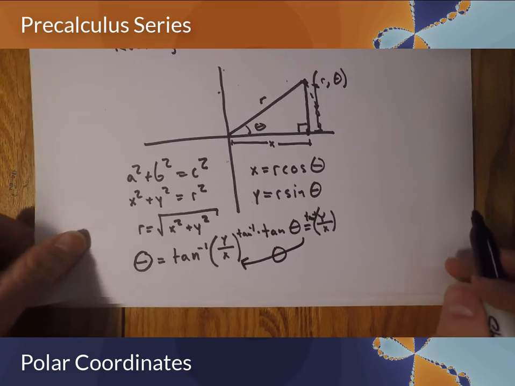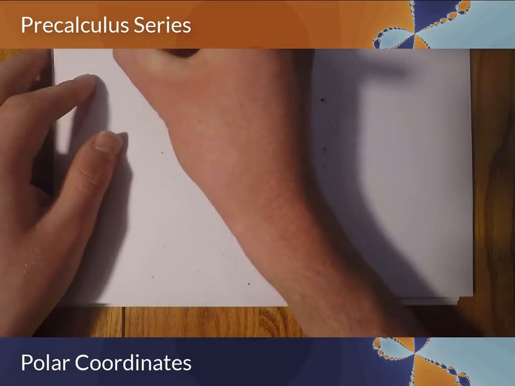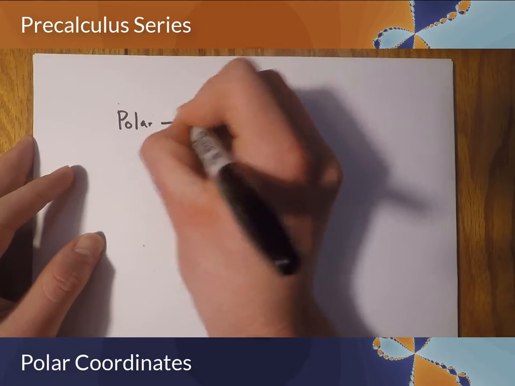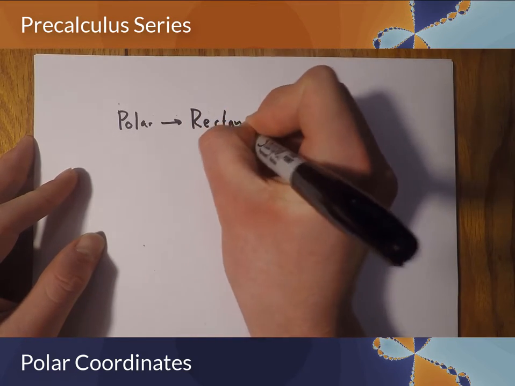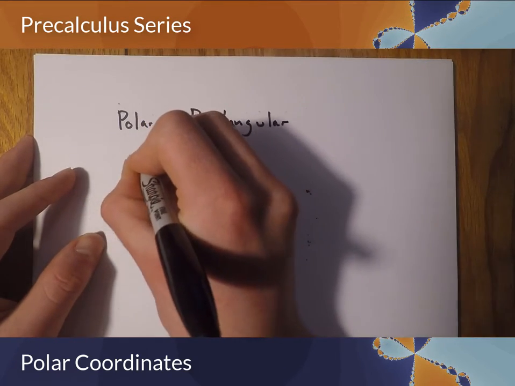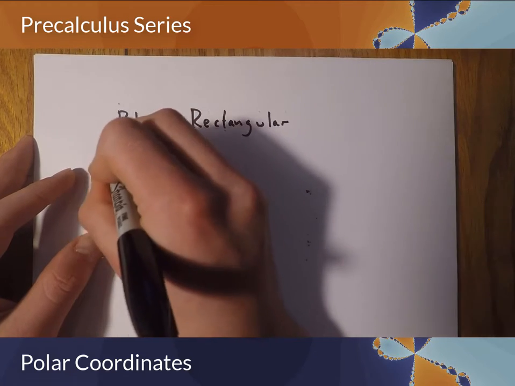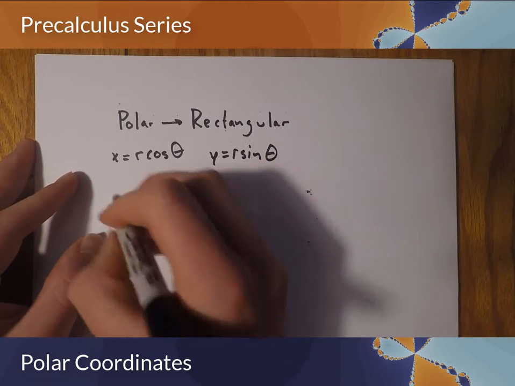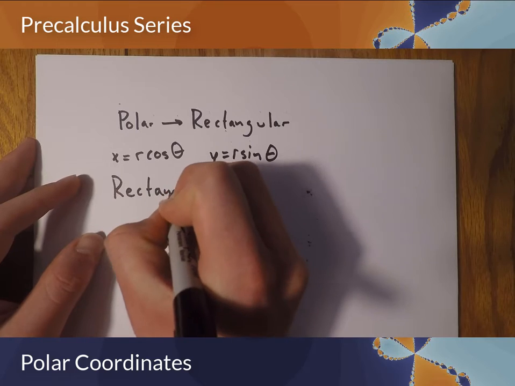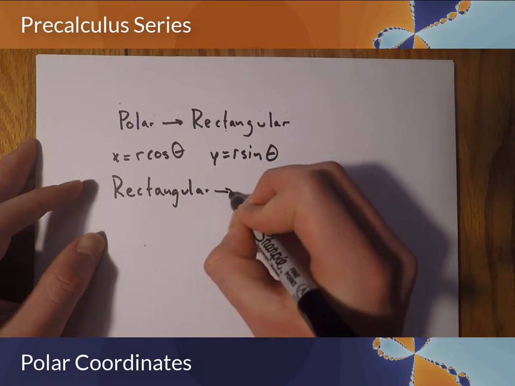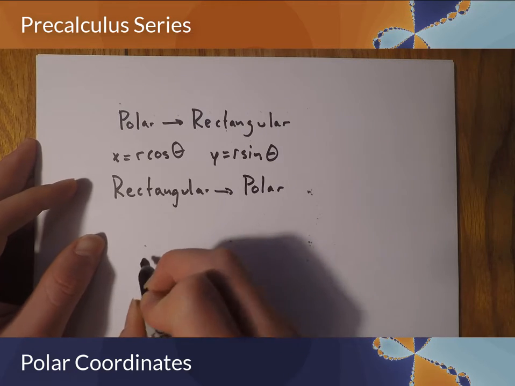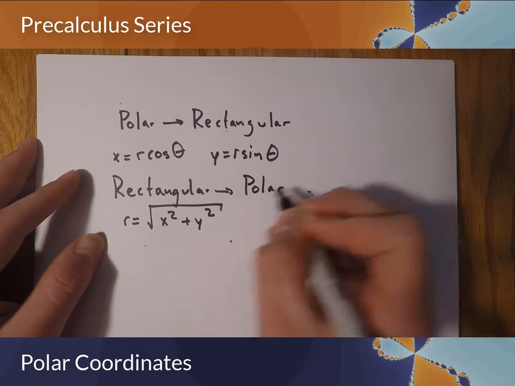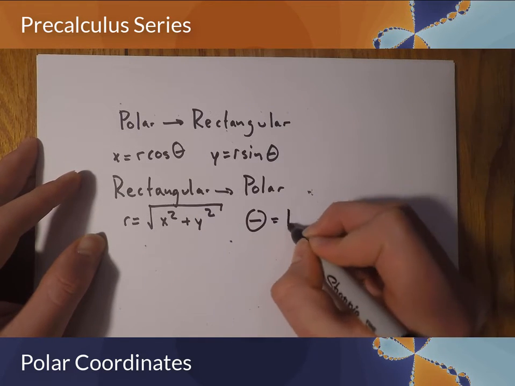So to summarize, to convert from polar to rectangular, you simply use r cosine theta for x and r sine theta for y. To take rectangular points and turn them into polar coordinates, we calculate r by using the Pythagorean theorem and theta by using some trig.